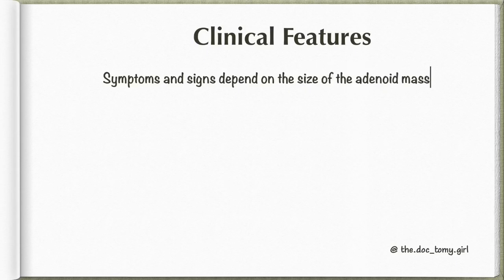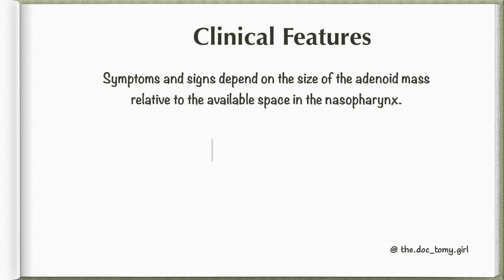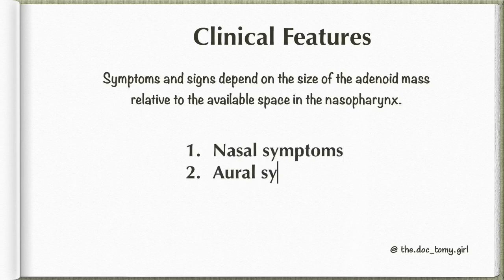Now about the clinical features. The signs and symptoms of adenoid enlargement may depend on the size of the adenoid mass relative to the available space in the nasopharynx. There may be nasal symptoms, oral symptoms, and general symptoms.